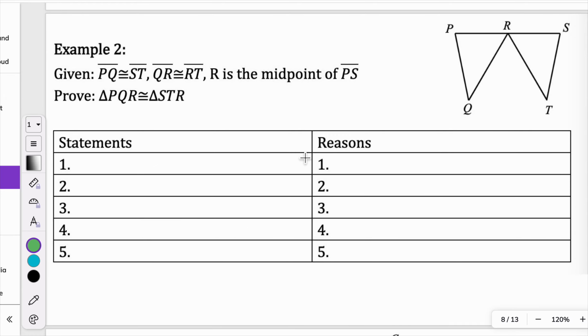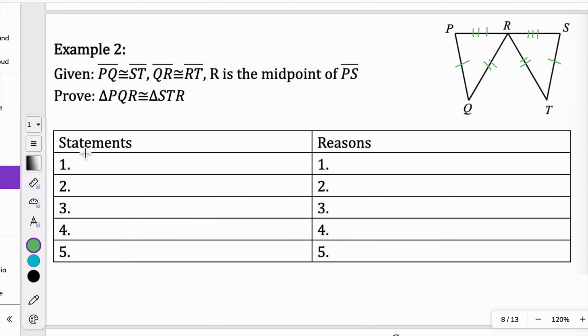So let's go ahead and look here. It says example 2, we know that PQ is congruent to ST. So a lot of times when I start to do this, I'm starting to make tick marks on what's actually congruent. Then it says QR is congruent to RT. And then it says R is the midpoint of PS. That means P to R would match R to S. So we actually have everything we need to prove that these two triangles are congruent. We just need to go through the statements.